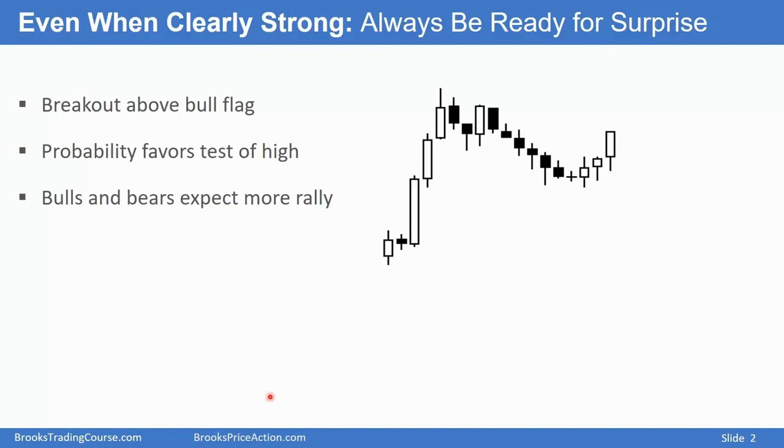For example, here we have a pretty good bull trend, and then a pullback that's not very strong. It lacks consecutive big trend bars closing on their lows. Also, it pulled back about 50% of the bull trend. So the odds are it's a bull flag, and it will be followed by a second leg up in a test of the high, or certainly of the high close. Both bulls and bears expect a rally.